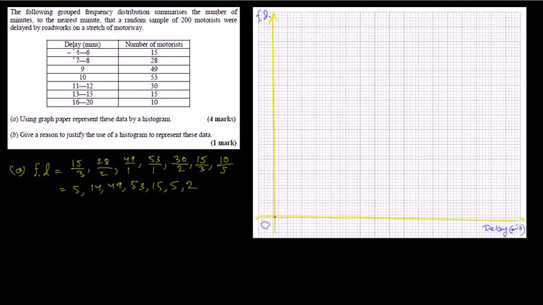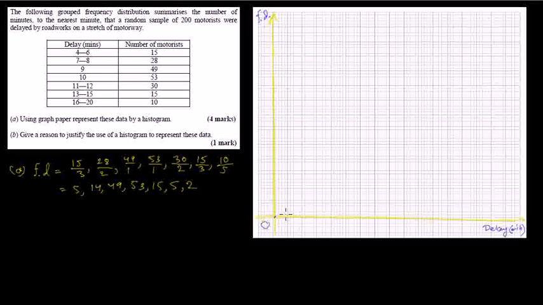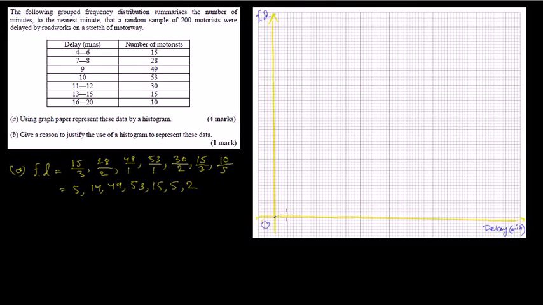Let's label it. It starts from 3.5, because we have to do the continuity correction because of the gap here, and ends at 20.5. We can take this as 1, 2, 3, 4, 5, 6, 7, 8, 9, 10, 11, 12, 13, 14, 15, 16, 17. We can take this as 2, 4, 6, 8, 10, 12, 14, 16, 18, 20. This is good enough.